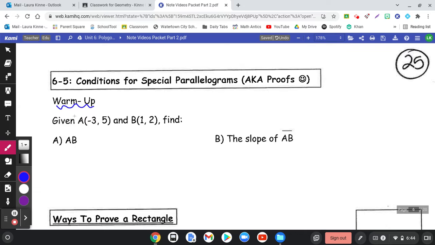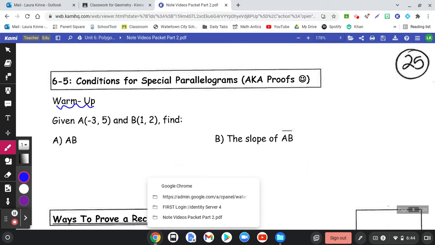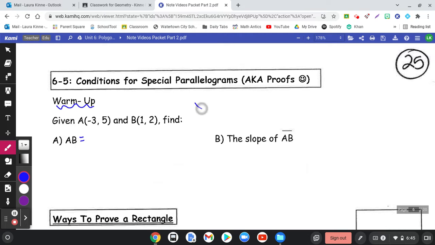It says given A is (-3, 5) and B is (1, 2), find AB, which is the length. And I didn't give you a graph, so let's practice with the distance formula. And remember your distance formula. Think of the smiley face. Okay, so you do x2 minus x1 or x1 minus x2, it doesn't matter, squared, plus y2 minus y1, squared. So you subtract your x's, subtract your y's, square them, add them, take the square root.